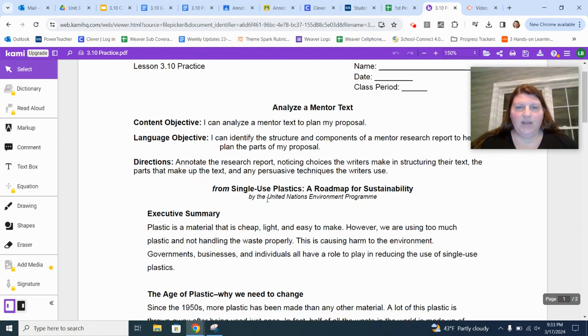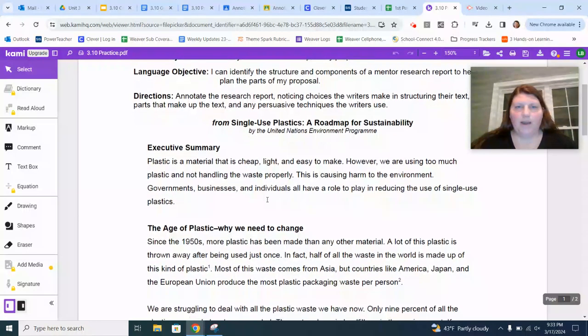This mentor text is an excerpt from a paper called Single Use Plastics, a Roadmap for Sustainability. And this was written by the United Nations Environment Program. These are people specifically in England, question mark. And that's why some of the spelling is going to be a little different. So here we will begin.